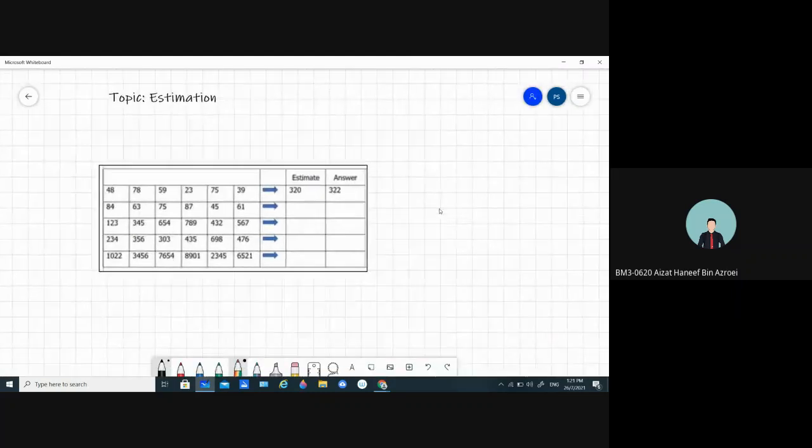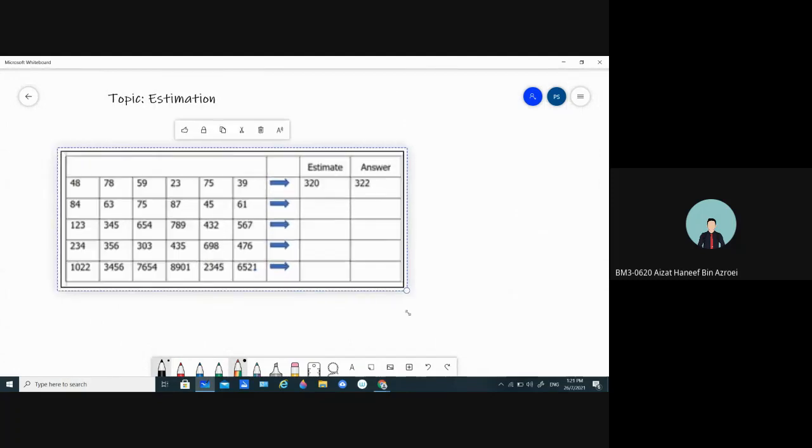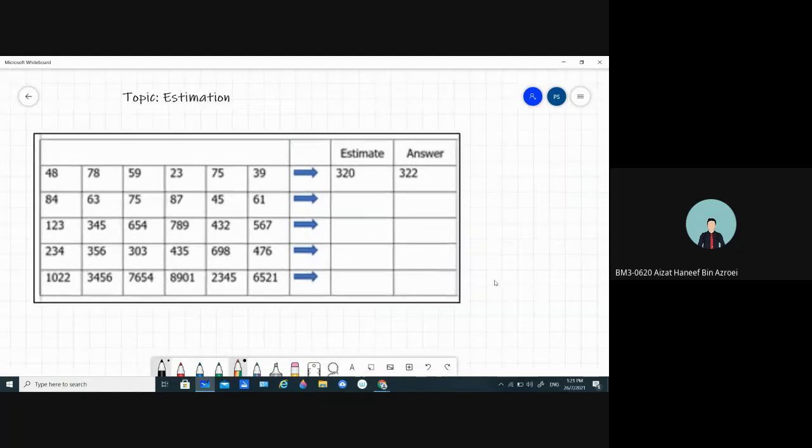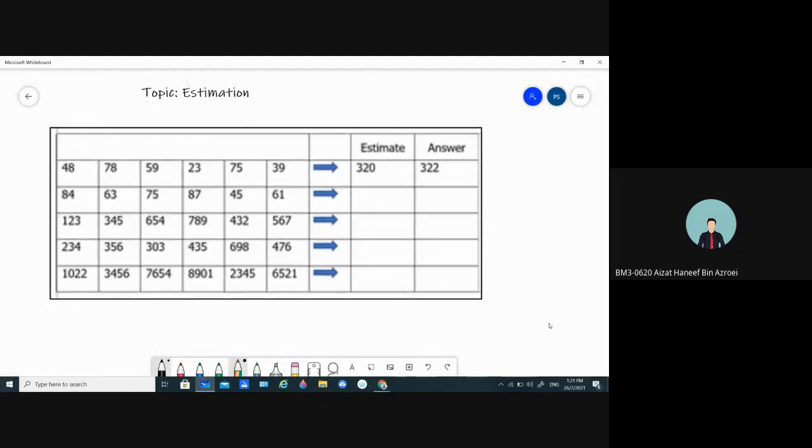If you want to teach estimation, you can give them a table like this. Say the first row here has 6 numbers. Ask them to estimate the answer first. Probably they will estimate this is maybe 50, 80, 60, 20, 70, 40. Probably I think this is it. So 100, okay, 200, 200, 320.